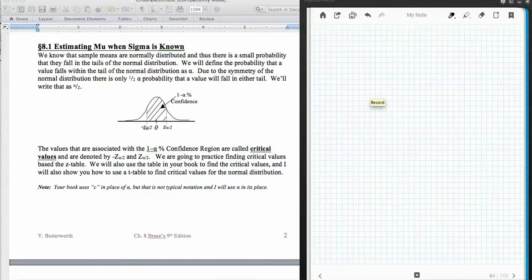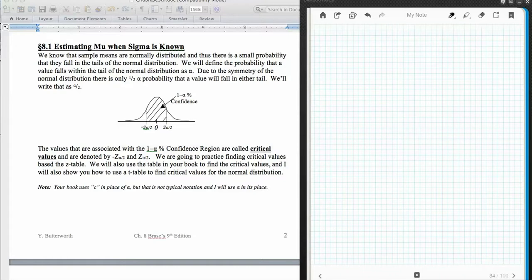Okay, this lecture is about confidence intervals, and this is the first section on confidence intervals in Brace's book and most books, because we're estimating a confidence interval for a normally distributed random variable, most notably the mean, the mu of the population, when the standard deviation of the population is known.